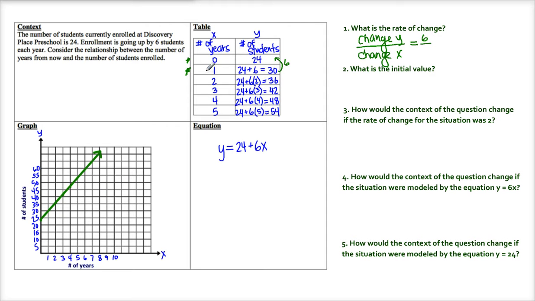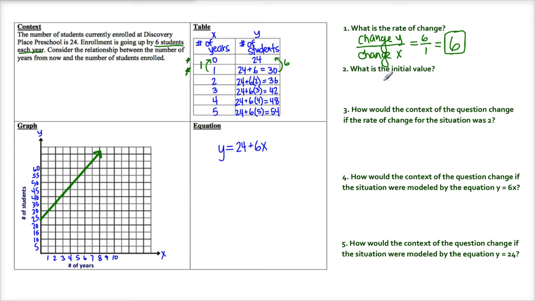Now over the x's, 1 minus 0 is 1. So x changed by 1 unit from one point to the next. So if we simplify this fraction, 6 over 1 is just 6. So the rate of change for this situation is 6. And notice that corresponds nicely with the fact that enrollment is going up by 6 students each year.